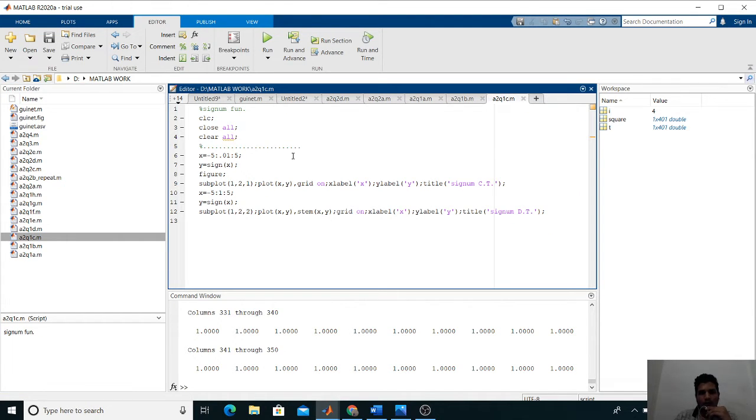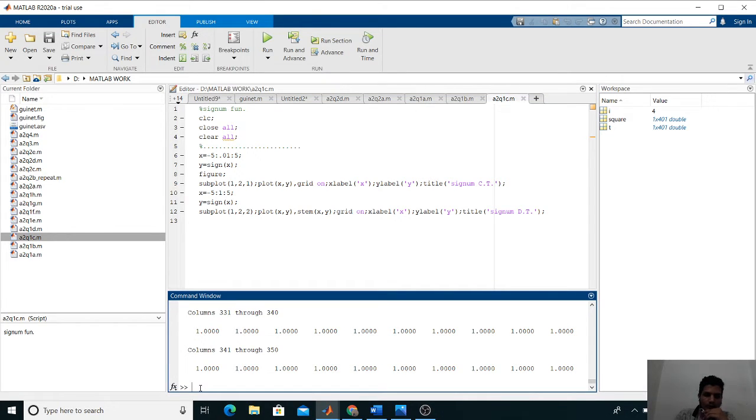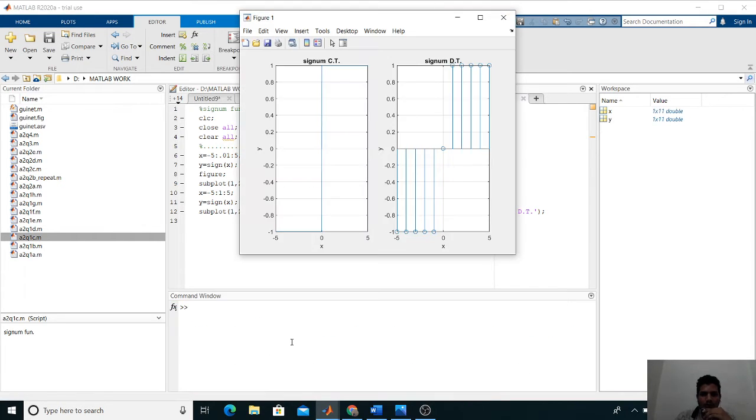Now move to the next one, the signum function. As we know, the signum function is 0 for x equals 0, for x less than 0 it is -1, and for x greater than 0 it equals 1. It is also already defined here, the sign function, so I have directly used it. And the next, let me run this one, because I have not shown anything right now. I have named it A2 Q1. So let's see how the graph is. Like this the graph will look.